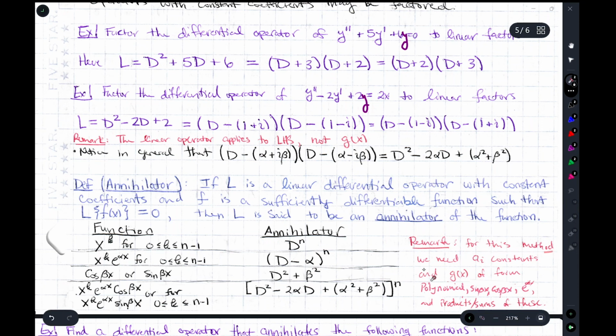And a remark, for this method, we need the a_i to be constants, the coefficients in the differential operator to be constant, and g(x) of the form of a polynomial, sine beta x, cosine beta x, exponential, or products and sums of these. So this is still the method of undetermined coefficients, and we still have those restrictions.